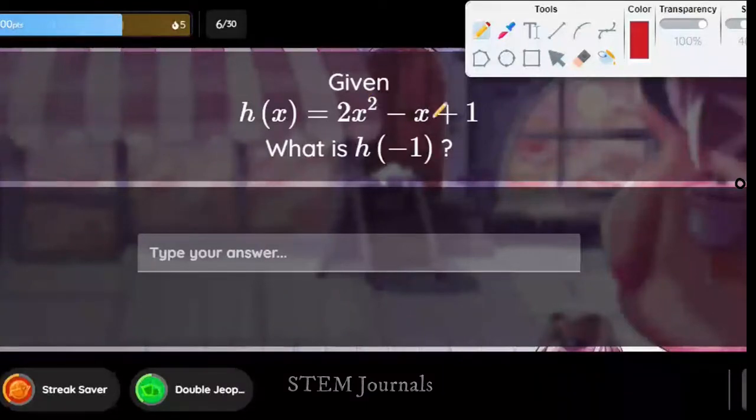So, magiging 2 times, instead of x, magiging negative 1 raised to 2 minus. Tandaan nyo, minus yung operation dito. At the same time, minus yung value natin.